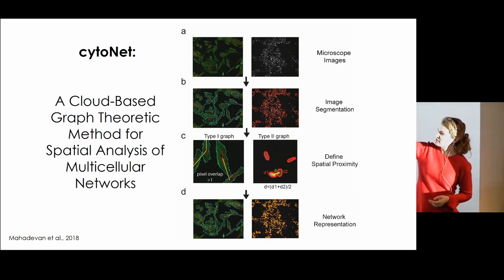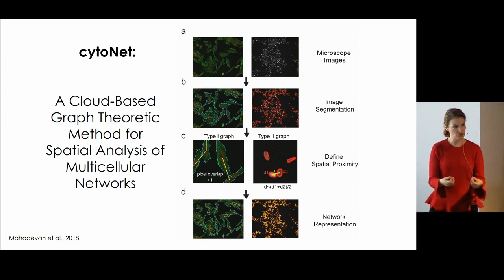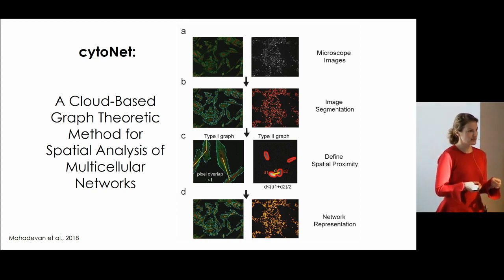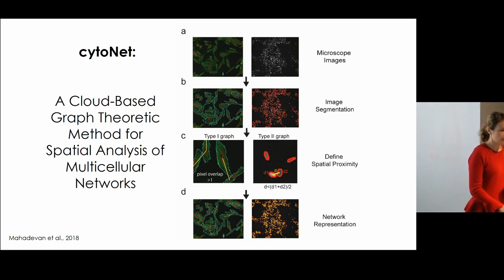So after you segment the cells, you can look at the pixel overlap of any 2 cells. You can grow it out by 1, 2, 5, however many pixels you want to, and then draw an edge based off of that threshold you choose. You can also look at just the center of mass and the distance between the center of mass of any 2 cells, and have a cutoff or threshold for the diameter or average diameter between any 2 cells. And then you get a graph out of this, along with the morphological properties.